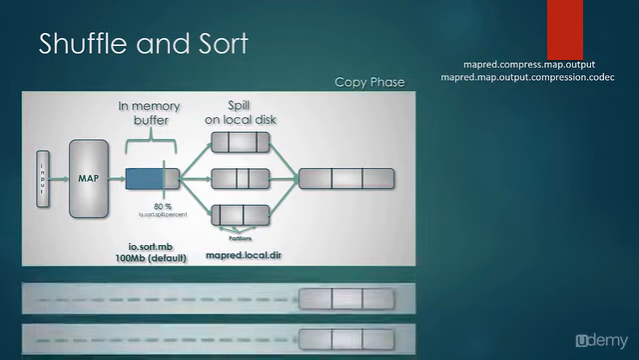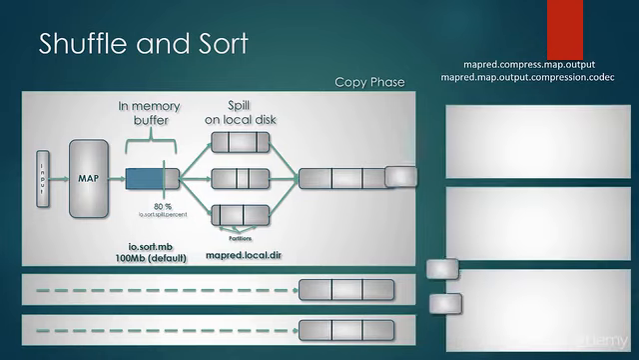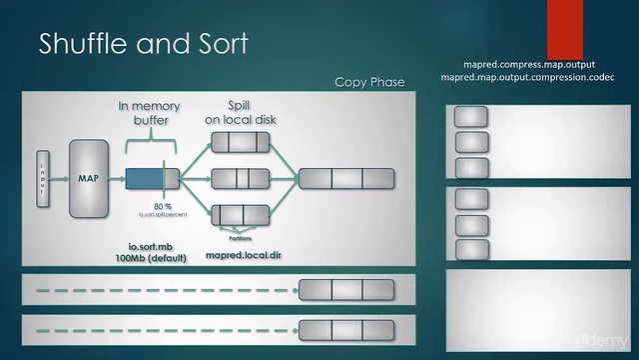After this comes the copy phase. There would be many map tasks running and they may finish at different times. As soon as they finish, they notify the job tracker or the application master, which asks the reducer to copy the result to the local disk. And so the partitions are copied by the reducer from the network.